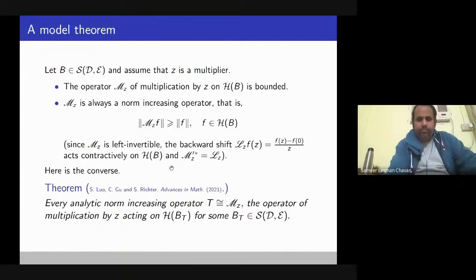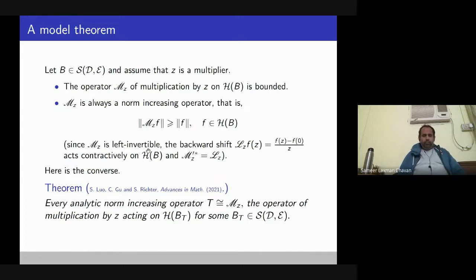So let me now, yeah, this is a recent result published in 2020 in Advances in Mathematics. It provides a model formula, and it says that essentially you take any bounded linear operator and impose a little bit of conditions like left invertibility, and that it is norm increasing, in the sense that the norm of zF is bigger than or equal to the norm of F. Or the norm of TF is bigger than or equal to the norm of F, if you are talking about an arbitrary bounded linear operator T.